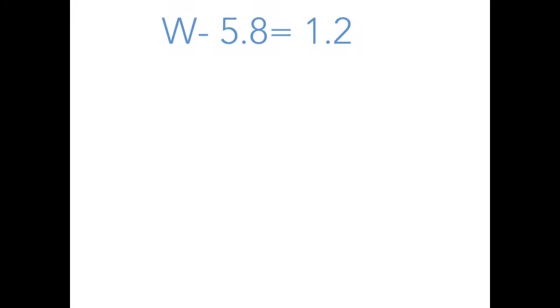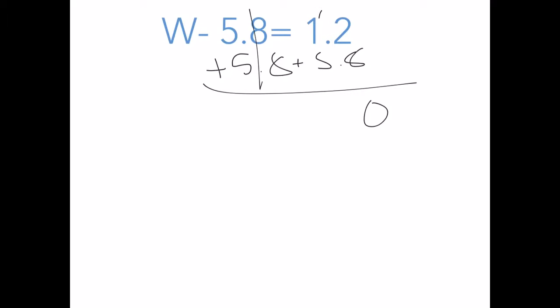For this problem, you will have to use the inverse property of subtraction, so that would be addition. You would add 5.8 to both sides. And since this equals 1, it cancels out. Then you have this, and make sure they line up when you do it. So that's 10, carry your 1, and then that's 7. Bring down your decimal, and 7.0 is your answer.